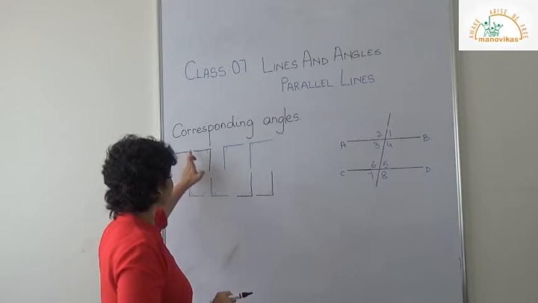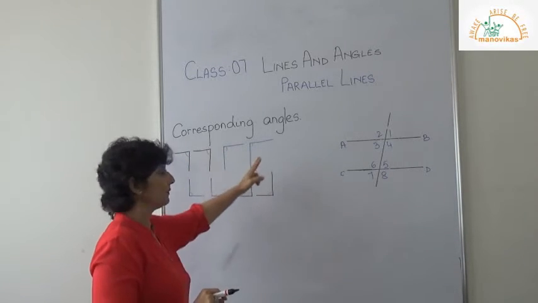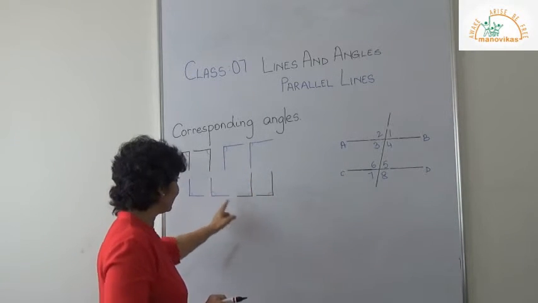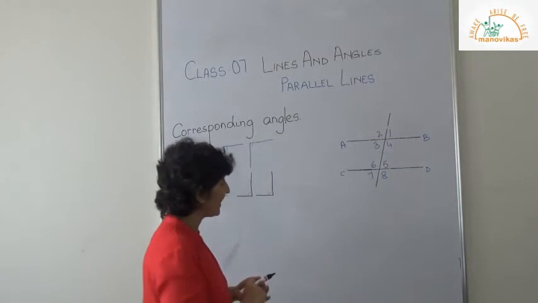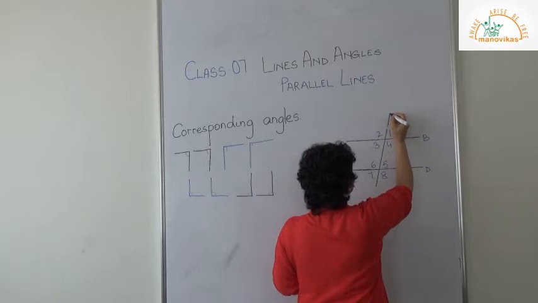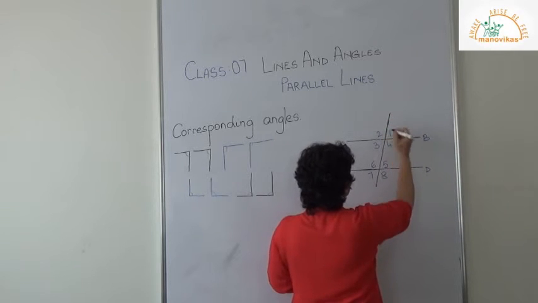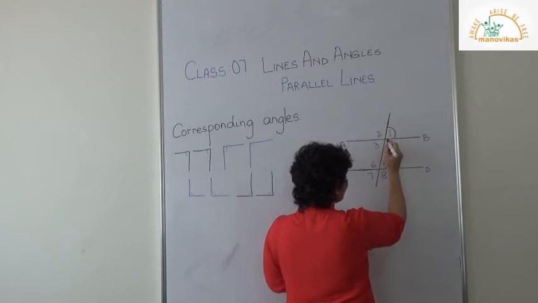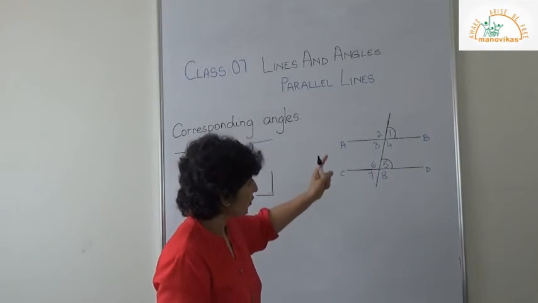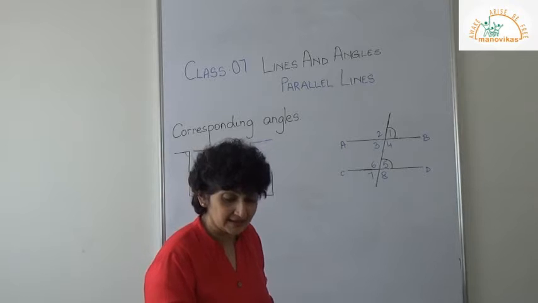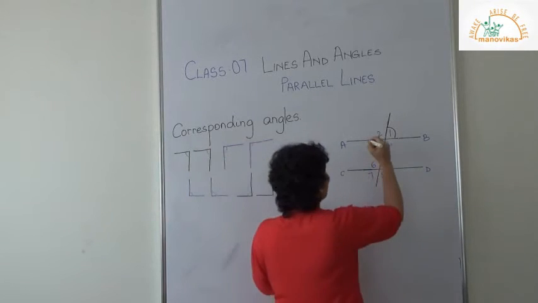Same way here, let's take 7, mirror image of 7, L and mirror image of L. Now what are corresponding angles? Like if I take this, children, here, this L, angle 1, where do I get another L? Here, angle 5. So angle 1 and angle 5 are corresponding angles.